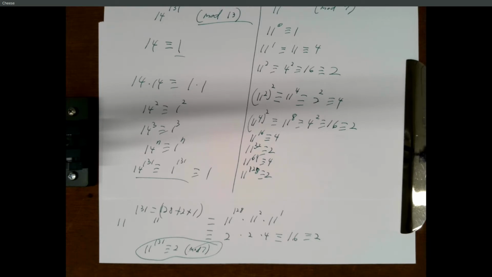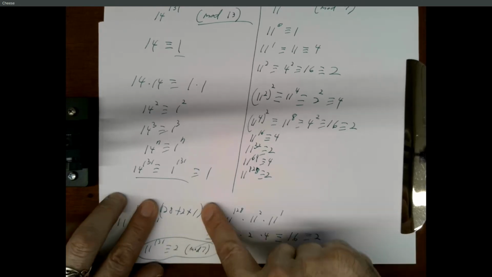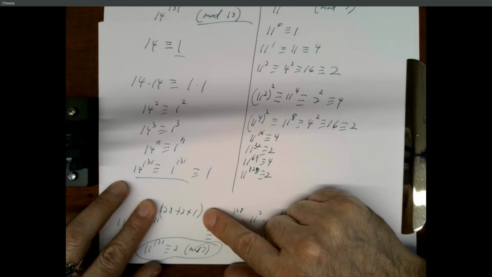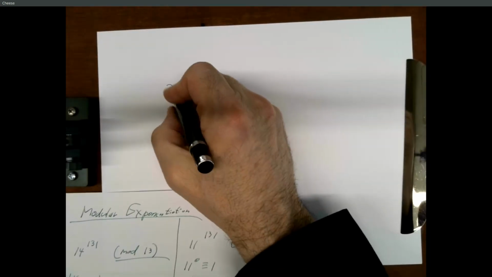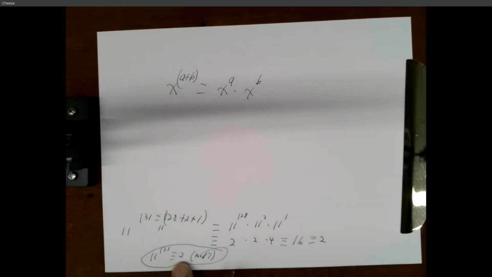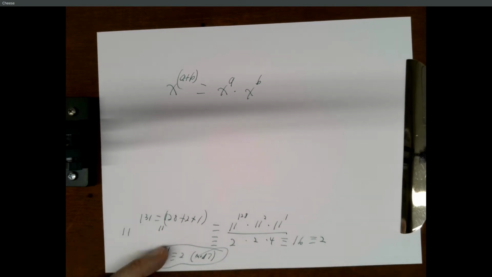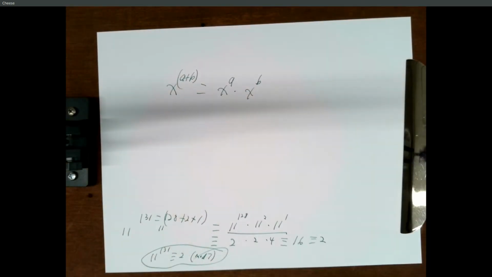Yeah? Can you go over that expansion again? Yeah. This one? So do you agree 131 is 128 plus 2 plus 1? Okay. So 11 to the 131 is 11 raised to this. And there's this law of exponents which says x to the a plus b is the same as x to the a times x to the b. So this was 11 raised to the 128 times 11 to the 2 times 11 to the 1. That's where that came from. That's the cool thing about exponents. That's what makes slide rules work.